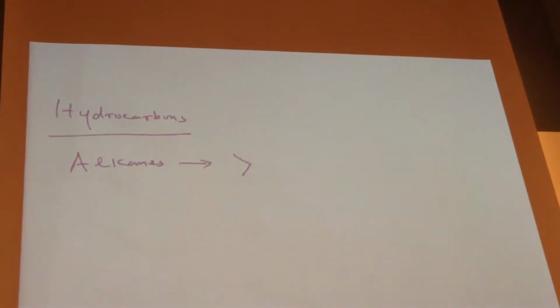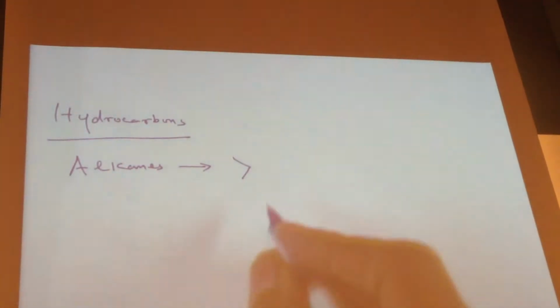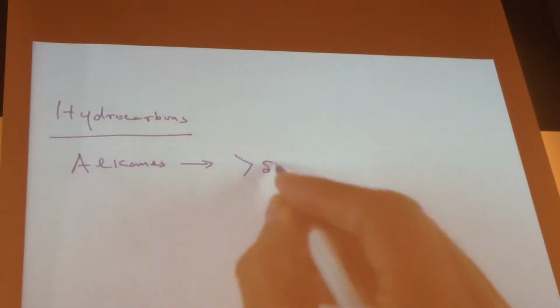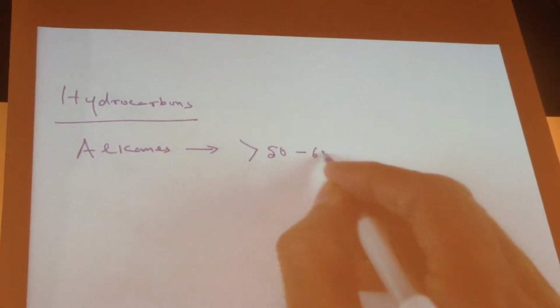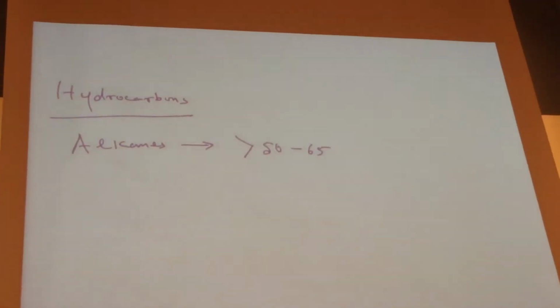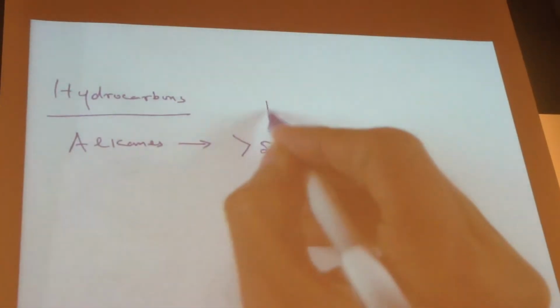Okay, so hydrocarbons. The alkanes typically have pK values above 50. So it's anywhere between 50 to 65, somewhere in that range. Very, very high pK.